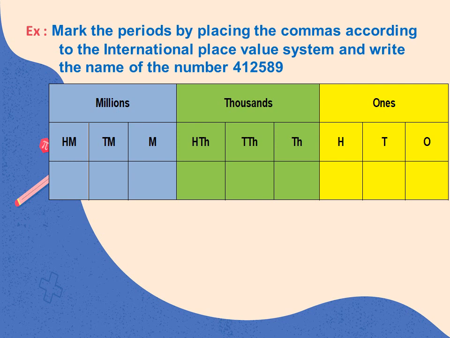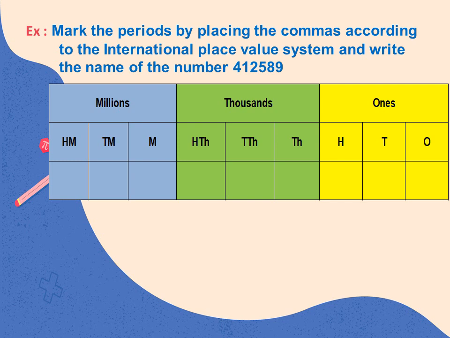Let's take an example. Mark the periods by placing the commas according to the International Place Value System and write the name of the number 412589. Here I have already drawn the International Place Value chart. In this system, there are 3 periods, that is ones, thousands and millions. The column in yellow color is the ones period. The column in green color is the thousands period. The column in blue color is the millions period.